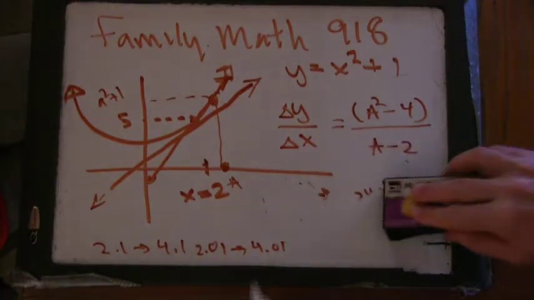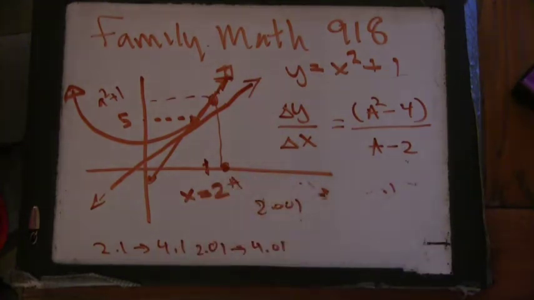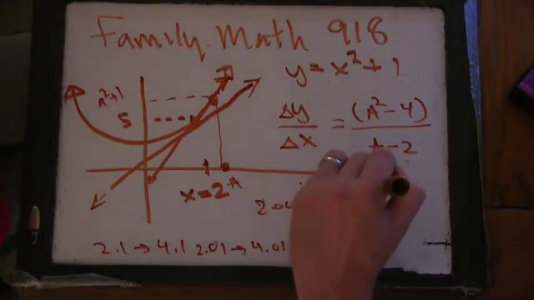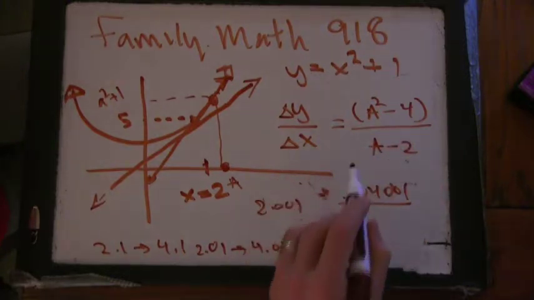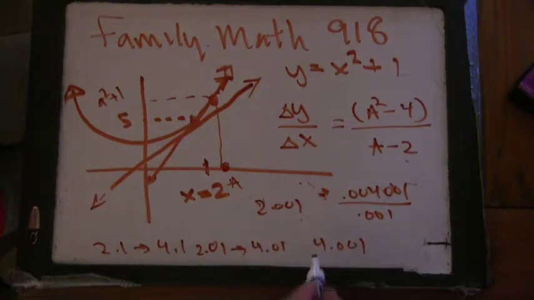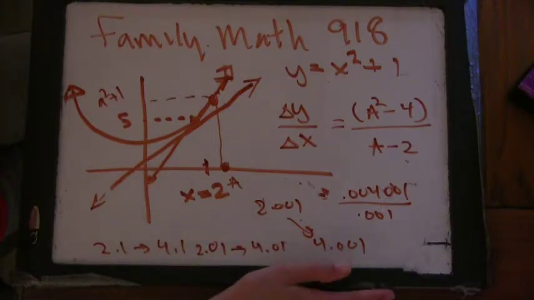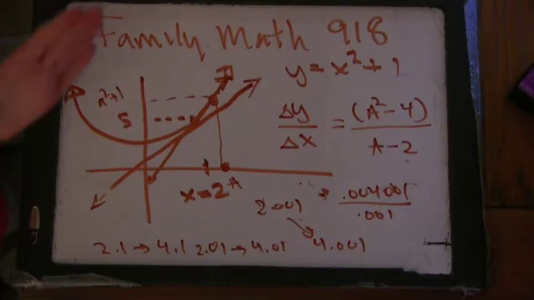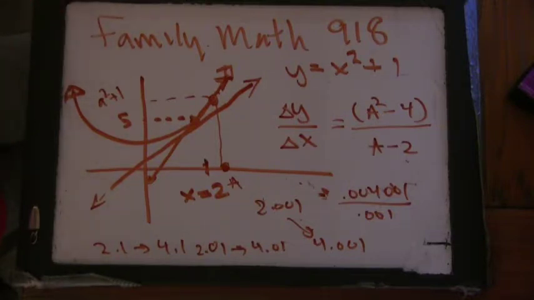And then maybe 2.001. Which is 0.004001 when I do a squared minus 4. And you need to multiply that by 1,000, so you're going to have 4.001. Okay, do you see any pattern here? You're going from 4.1, 4.01, 4.001. That 1 is getting smaller and smaller, so it's kind of going down. If you did this to infinity, the 1 would be ignored because it's infinitely small, so the slope would just be 4.